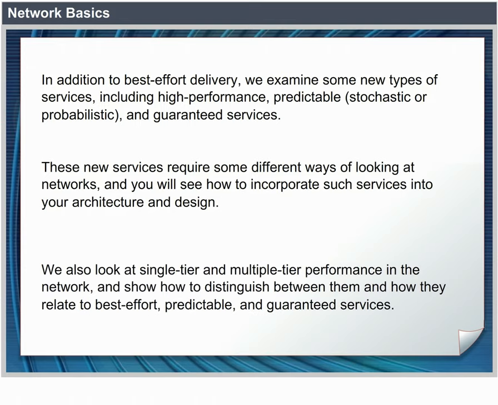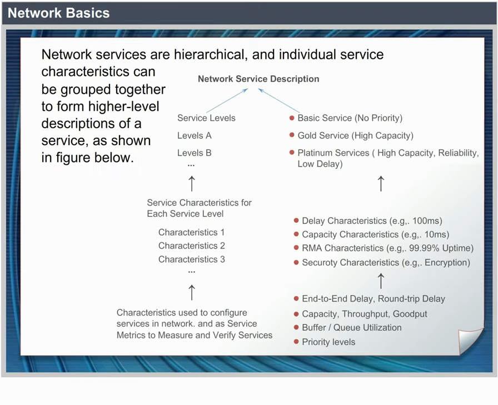We also look at single-tier and multiple-tier performance in the network and show how to distinguish between them and how they relate to best effort, predictable, and guaranteed services. Network services are hierarchical, and individual service characteristics can be grouped together to form higher-level descriptions of a service as shown in the figure below.